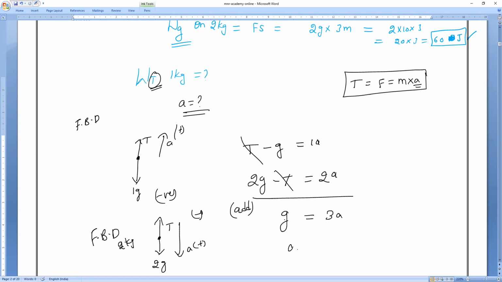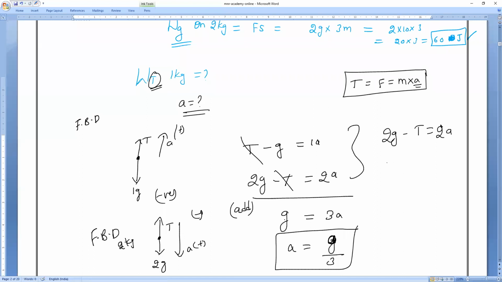G equals 3A. Then A is equal to what, everybody? G by 3. A is equal to G by 3. Is it okay, guys? If you are not familiar with this, you can write generally 2G minus T is equal to 2A and T minus G is equal to 1A, so that you can easily cancel. You can get G is equal to 3A. Then A is equal to G by 3.